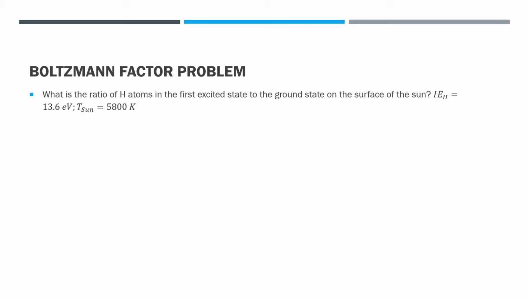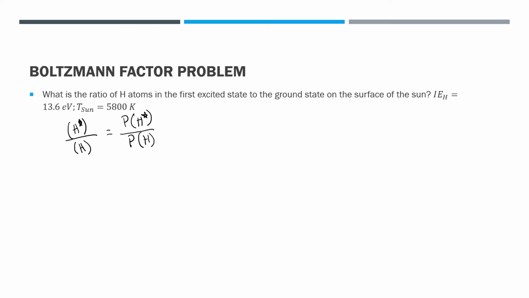So what exactly is this asking us? This is asking us the ratio of excited state atoms to ground state atoms, which is basically equal to the probability that an atom is in the excited state divided by the probability it's in its ground state. And this looks very much like a Boltzmann factor question.